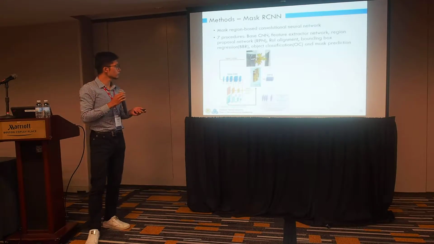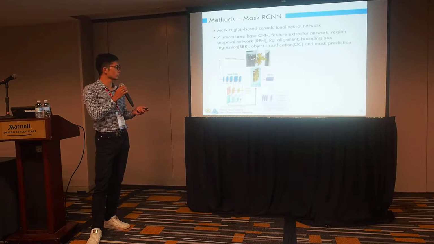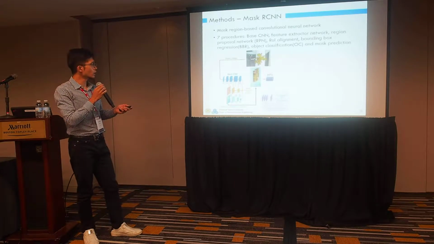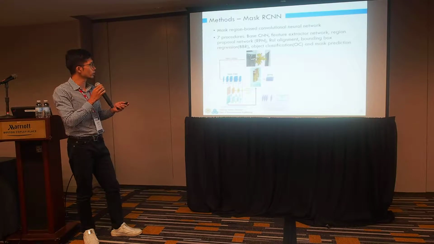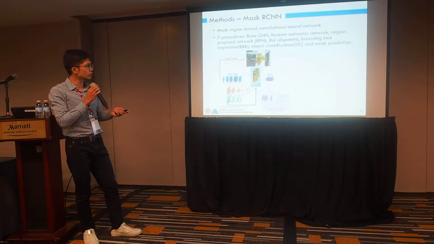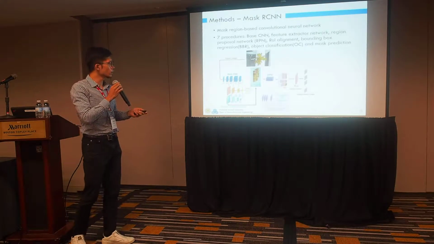Later, the multi-scale feature maps are put into the RPN, which is called the region proposal network. The region proposal network is going to propose a lot of regions of interest.